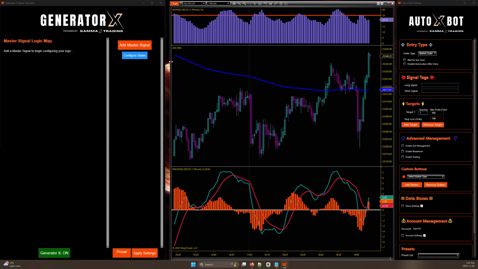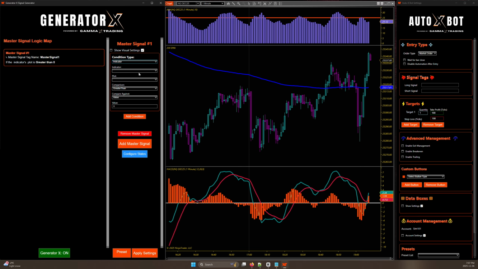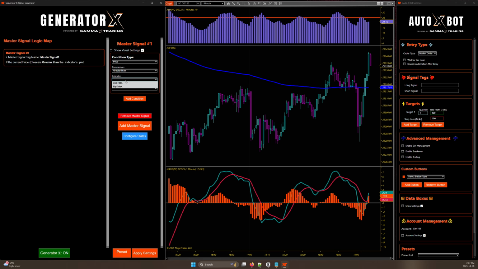Yeah, with these new updates in Generator, it's super cool. So there's new conditions called indicator and price. So indicator is pretty cool because I can pull up different indicators on the chart. So for example, let's do price. I can do condition type called price greater than 200 EMA, and then that only has one plot, so it's just EMA.